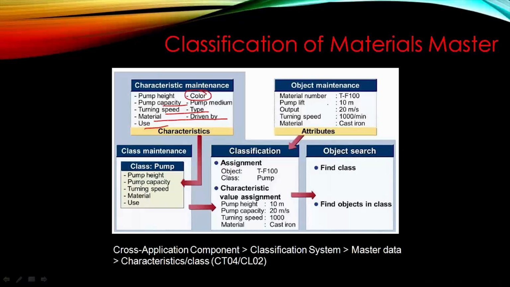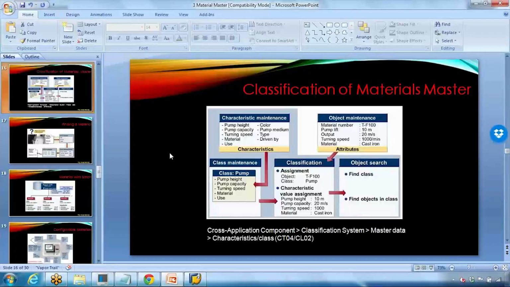Or I want to maintain something like what is the output, what is the turning speed, what is the material, like cast iron. So this type of data we can maintain whatever we want. It's just an example of pump. Basically, say my company is selling laptops: what is the color of the laptop, what is the size of the laptop. Any data you can think of, we can create those fields in the material master under classification. So let me show you how you can create your own classification if you want.